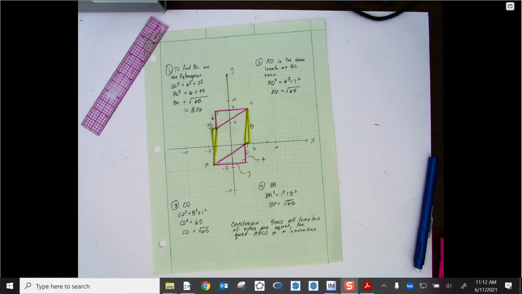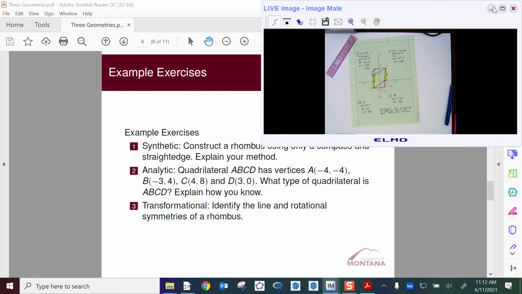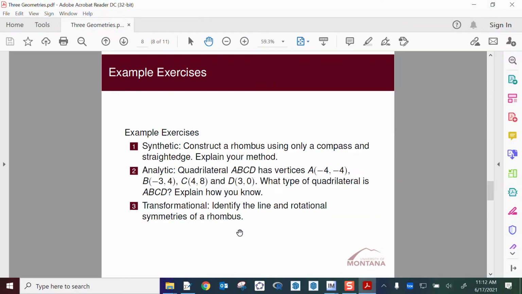Okay, let's go ahead and, so let's see, last one is transformational. Identify the line and rotational symmetries of a rhombus. So let's go ahead and do that next.